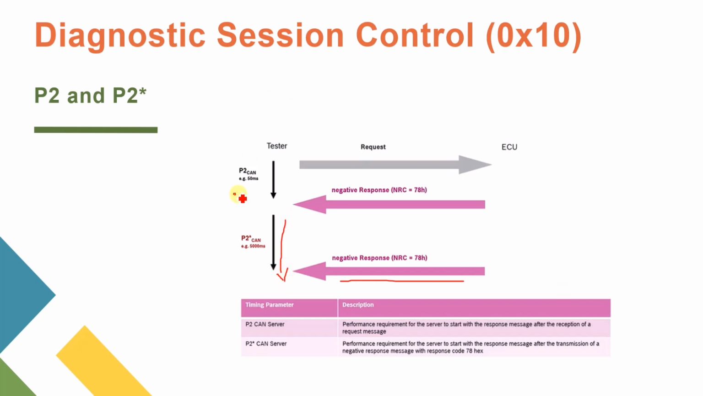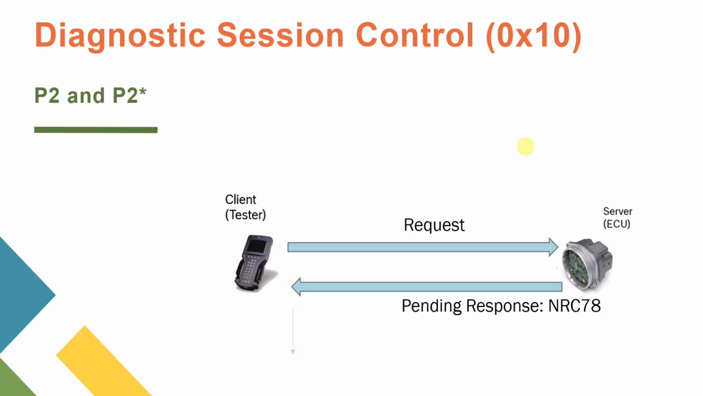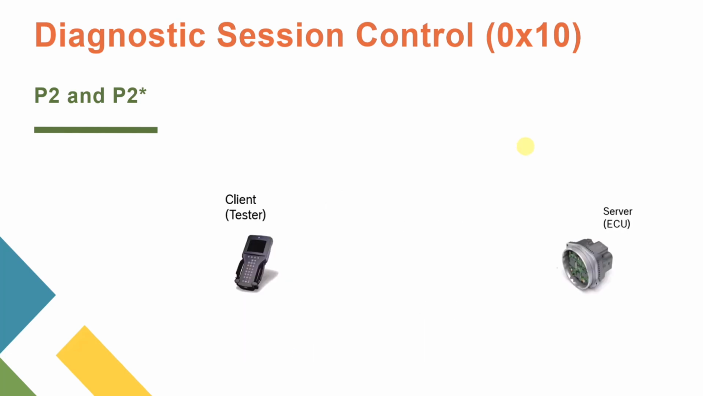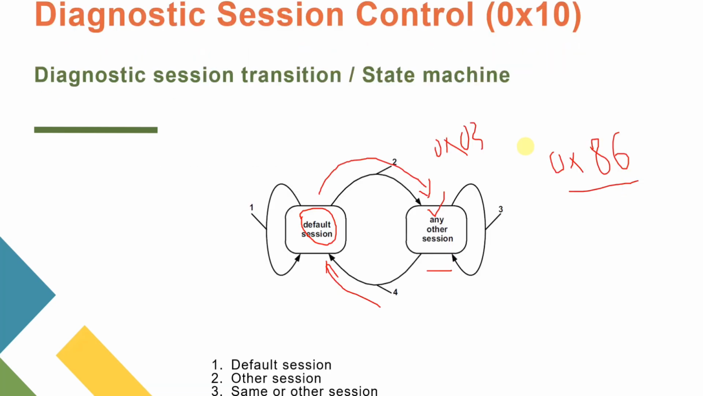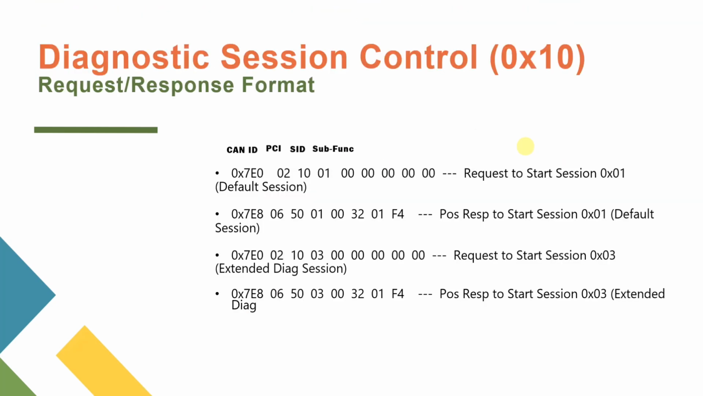So this is P2 and P2 star. Hope it's clear. If not, then please rewind the video and watch it again. So I want to show the overall request and response, how exactly we will be getting. So 7E0 is a CAN ID for a powertrain. This is a request message I'm showing.